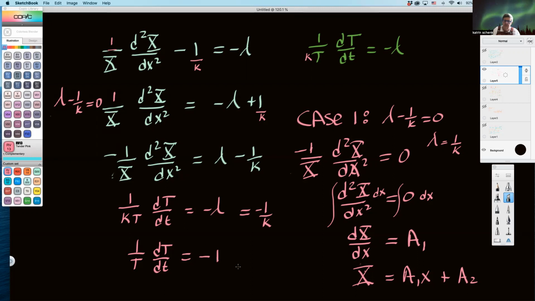Separation to variables to integrate. So dT over dt is equal to minus T. dT over T equals minus dt. And then as you know, this all integrates to T is equal to e to the minus t.